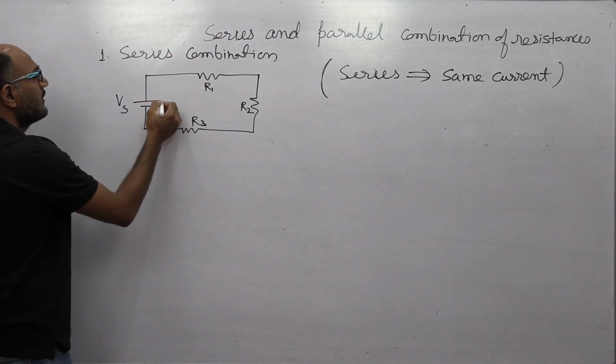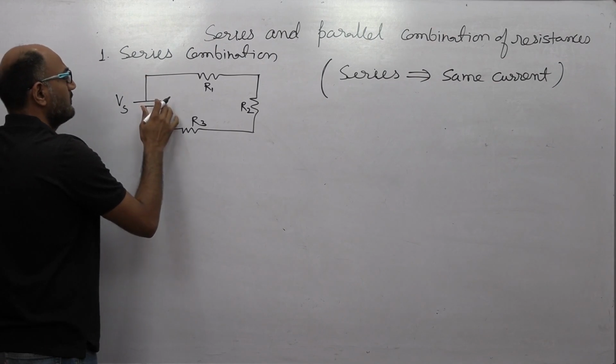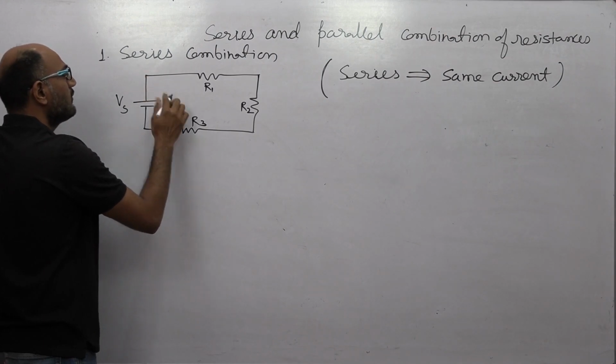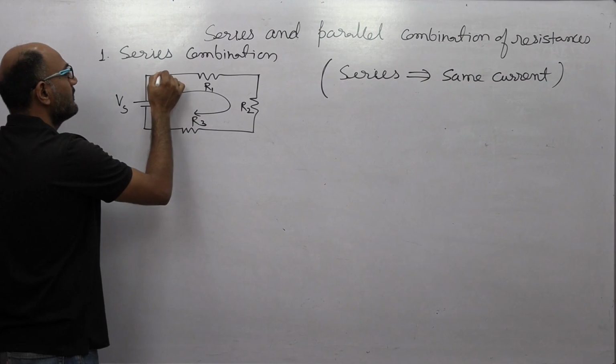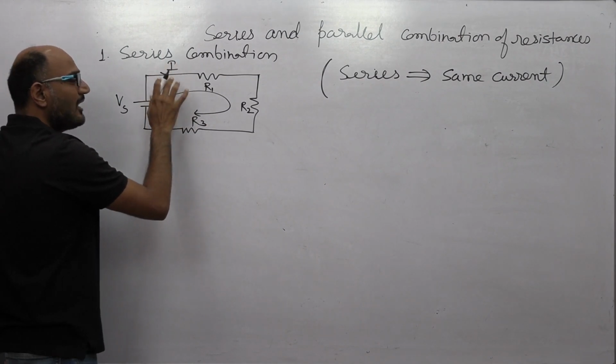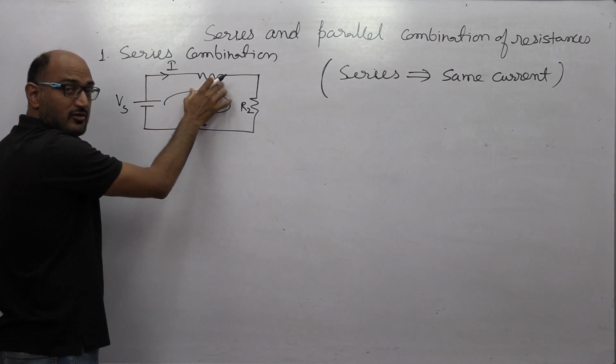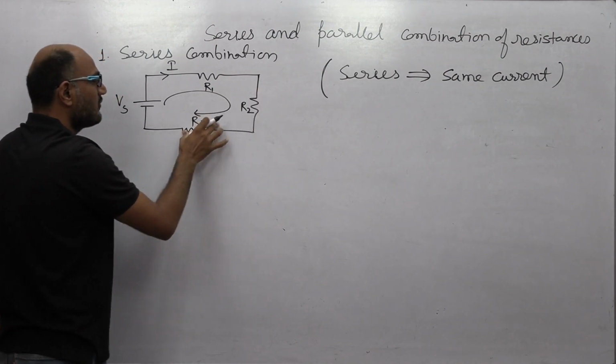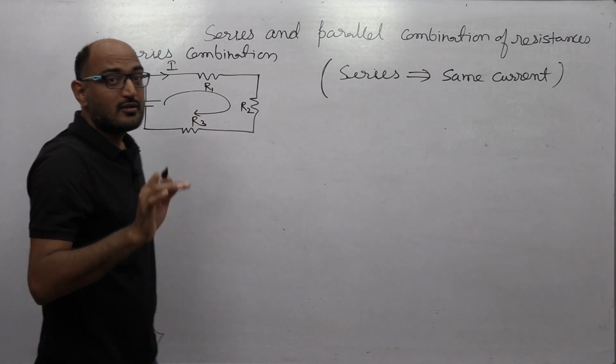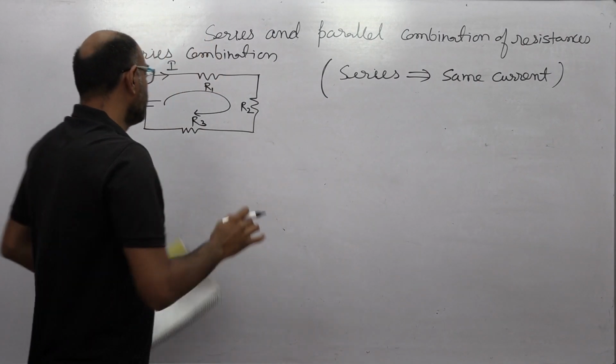So here the current delivered from this voltage source to this circuit is the same. Suppose the current is I, then the same I is flowing through this R1 resistance, this R2 resistance and the R3 resistance. Same current, then we can call it a series circuit.